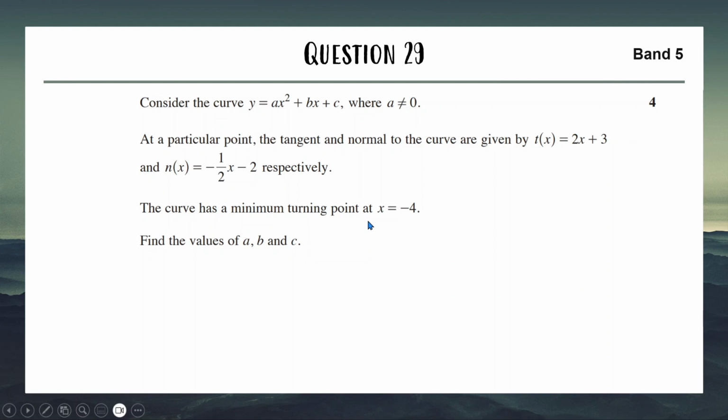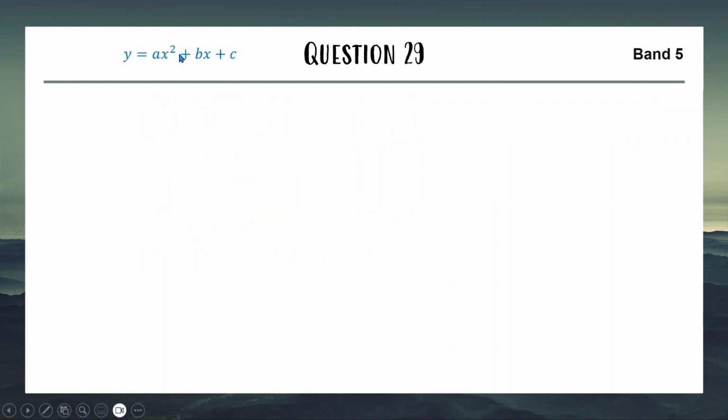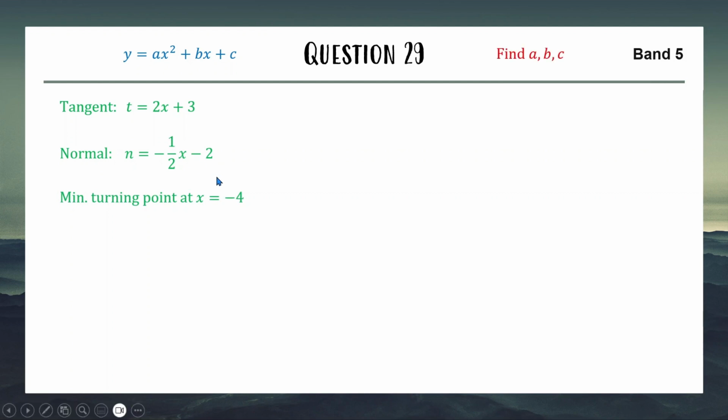Okay, let's make some room and do a bit of summarizing. So we have our equation up here, we have our tangent equation, and we have our normal equation, and these two are both at the same point on the curve. And we know that we have a minimum turning point at x equals -4, and we want to find a, b, and c.